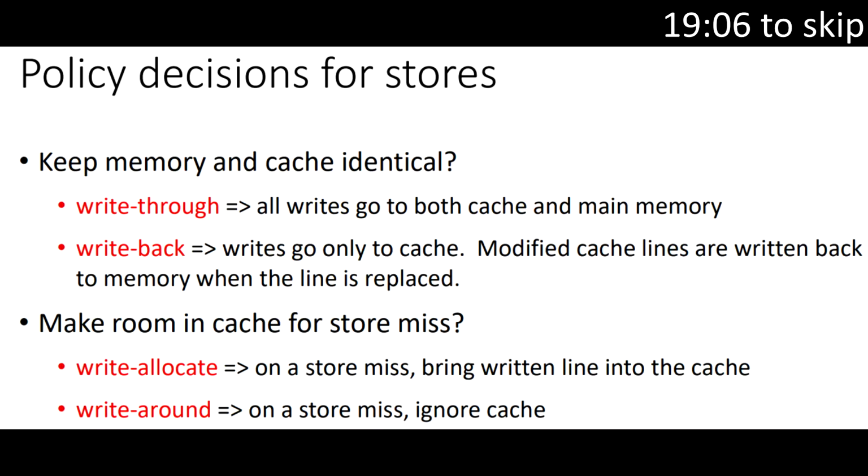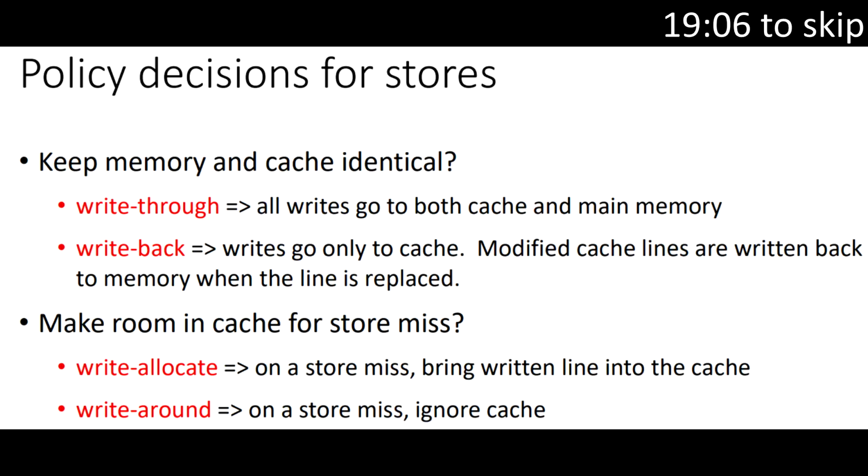The other thing that we need to take care of is how we make room in the cache when we have a store miss. So again, there are two ways to take care of this. The first method is called write allocate. This means that when there's a store miss, we'll go ahead and write the data into the cache. So this is like us allocating space in the cache for the data.